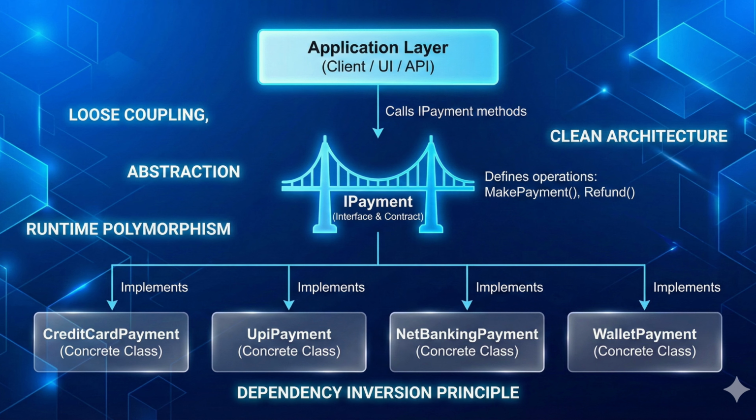To summarize, the payment system example clearly demonstrates the real power of interfaces. An interface defines what the system can do, while implementation classes define how it is done. The main application communicates only with the interface, not with concrete classes. This separation of responsibility results in abstraction, polymorphism, loose coupling, easy maintenance, and future scalability. This is why interfaces are considered one of the most important and powerful concepts in object-oriented programming and are heavily used in real industry-level applications.